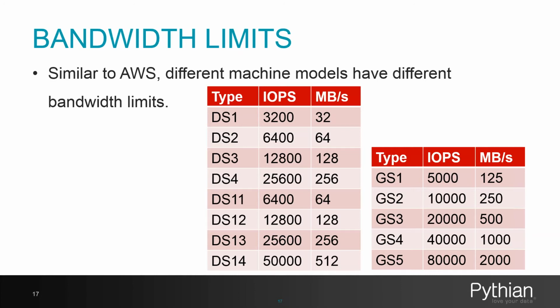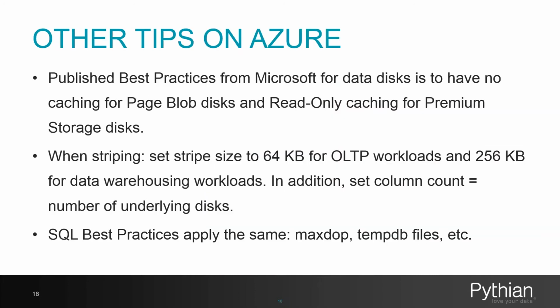Other tips on Azure. So the published best practices from Microsoft for data disks is to disable caching for page blob disks and have read-only caching for the premium storage disks. Like I said, this read-only cache for the premium storage disk is extremely fast. I've gotten some really good results with it. And like I said, from now on, all my SQL servers that I recommend building in the cloud, if it's on Azure, they're all going on premium storage. That's the way to go.